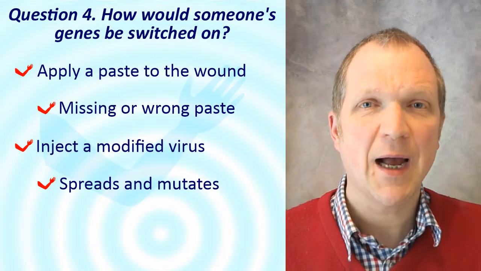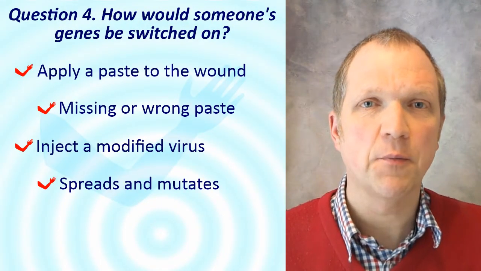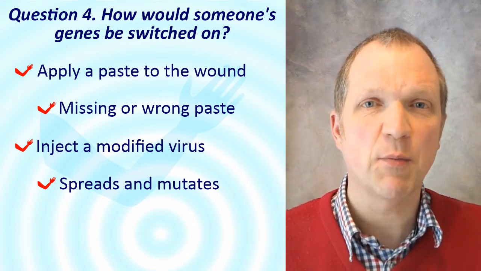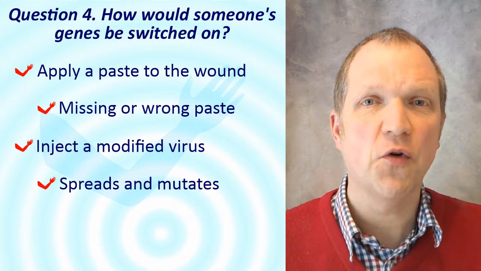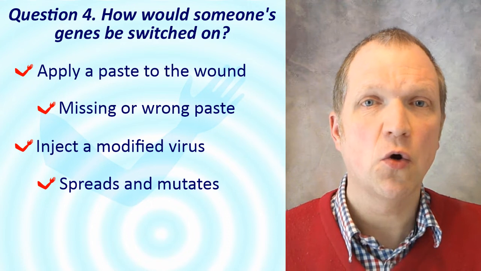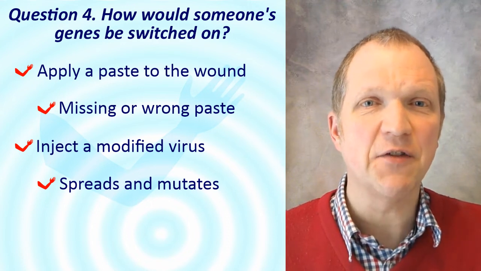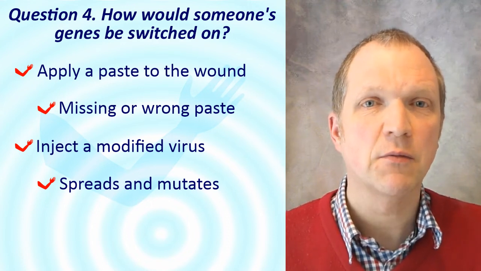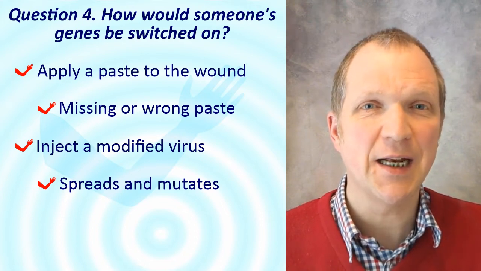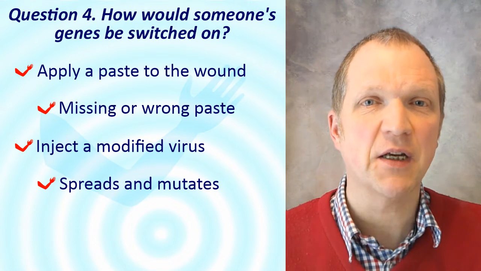Question 4. How would someone's genes be switched on? In William Shatner's Weird or What TV show, doctors applied a paste to the wound before the missing fingers grew back. I don't know how the paste worked or what was in it, but it would be easy for the reader of your story to imagine. If the paste uses a modified version of a person's DNA, it would be person-specific.